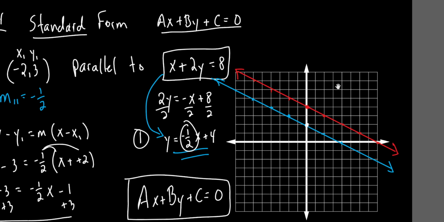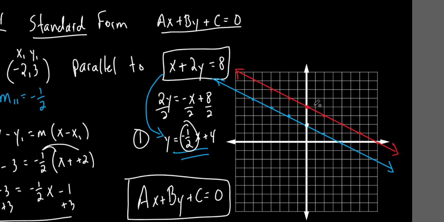For instance, I'll keep those lines on there, just make it a different color. What if I wanted to find a line that is perpendicular to the red line? Did we talk about that already? We did last year. Do you remember that if they're perpendicular, the slopes are negative reciprocals? Negative reciprocals of each other.